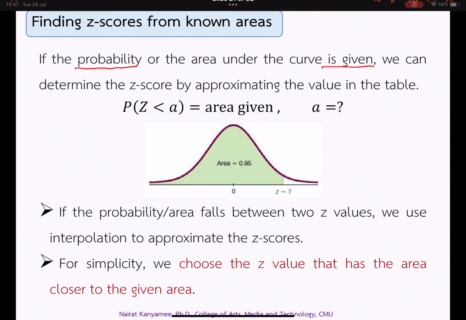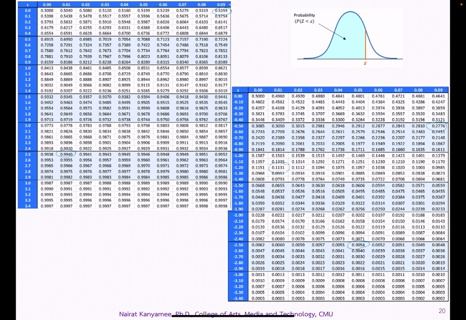Okay, if this area is given, what we are looking for is the value of a right here, looking for this value. What z-score gives you the area? For example, we are looking for the z-score that gives you the area of 0.95 here. How are we going to use the table to find that? Because the table is the opposite. Inside the table is the probability for a given z-score.